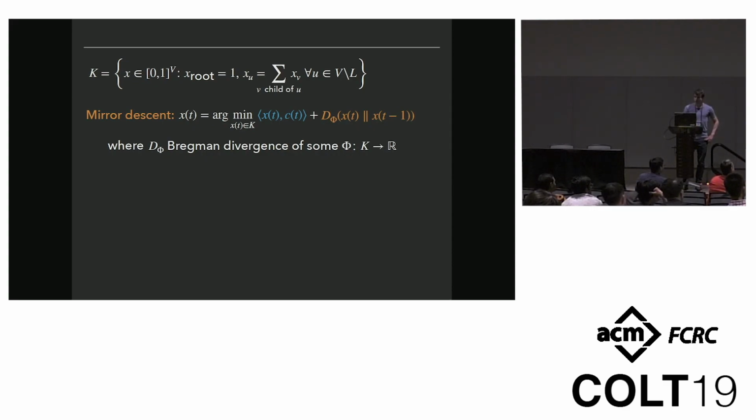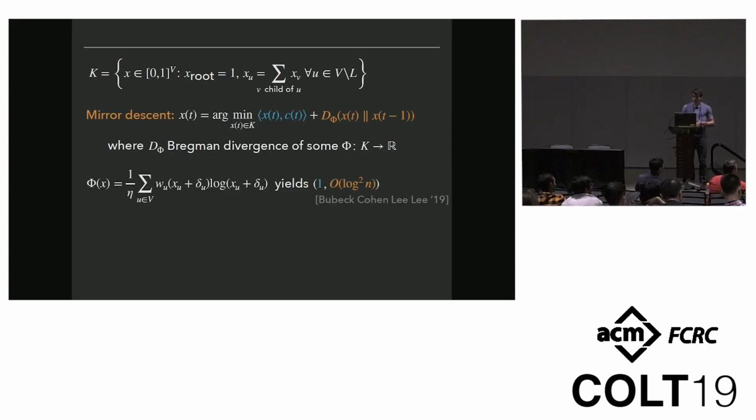And the second term is the Bregman divergence of the new point and the old point. So the second term ensures that we don't move too far away from our old point, because we have also the movement cost to pay for, of course. So the only thing one has to choose now is what we choose as the function phi. And the function that achieved the 1 and log square n regret bound in the recent paper by Bubeck, Cohen, Lee, and Lee is this function.